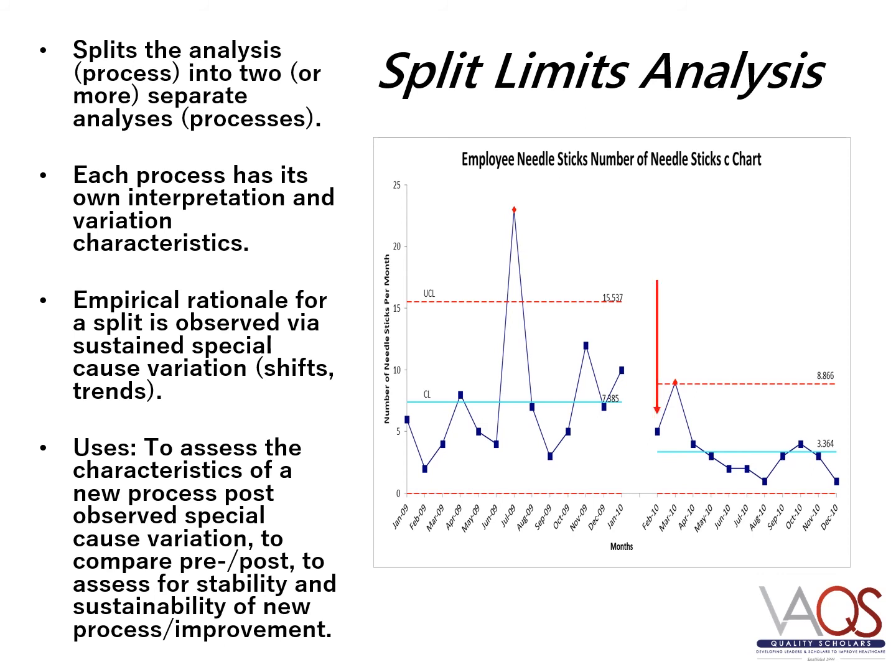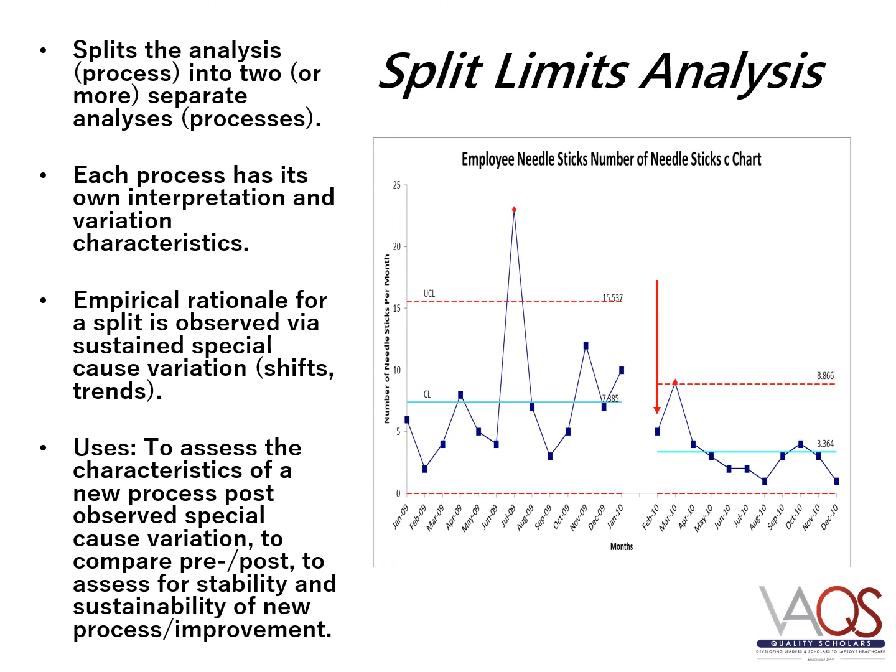In the picture on the right is an example of a split limits analysis for needle sticks, with a new mean and control limits calculation beginning at the start of the second process shown by the red arrow. In this case, the split was made based on empirical criteria, based on the identification of a sustained downward shift in needle sticks to the right of the arrow. The result is two process performance analyses, one on the left and one on the right, each with its own mean, range, and type of variation characteristics.